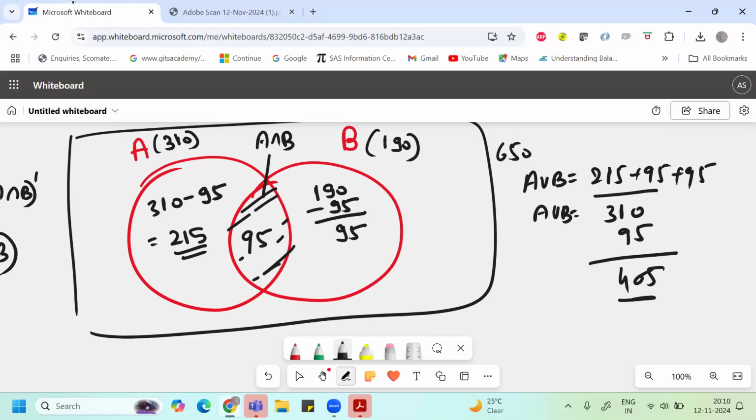So if A union B is 405, they are asking you about the part which is not in A and B. Are you getting this? They're asking you these parts, the part which is not. So total is 650, and A union B is 405. So if you do 650 minus 405, how much will you get? You will get 245. So the answer is 245. Any doubt?